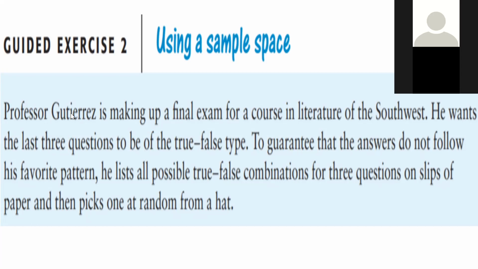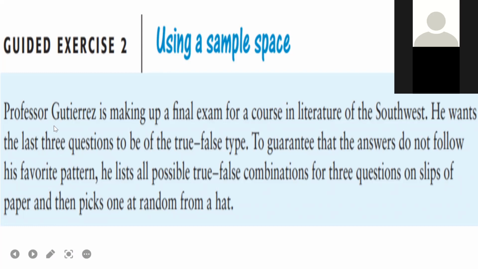Professor Gutierrez is making a final exam for a course in literature of the Southwest. He wants the last three questions to be of the true-false type. To guarantee that the answers do not follow his favorite pattern, he lists all possible true or false combinations for three questions on slips of paper and then picks one at random from a hat. Okay, so with that problem, did you understand the problem, class?